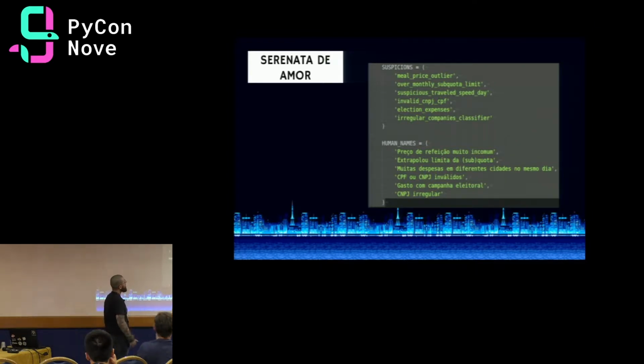And the irregular companies classifier. It has a lot of companies, and it's very specific to Brazilian laws, that some companies are prohibited from working with the government anymore because they are corrupted. So all right, you're not supposed to work with the government anymore, but they still work and receive money from our politicians. So we need another classifier for that.